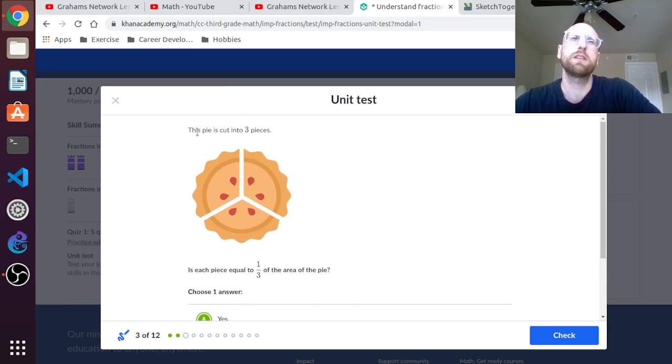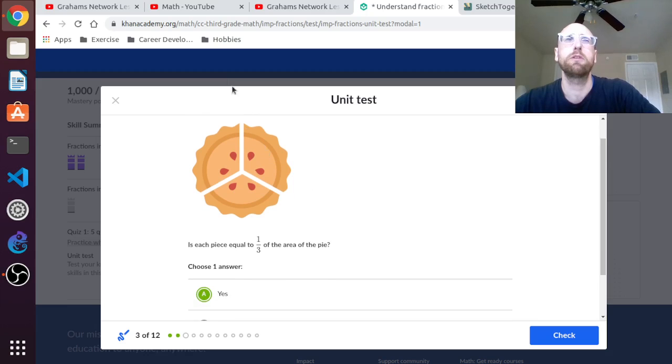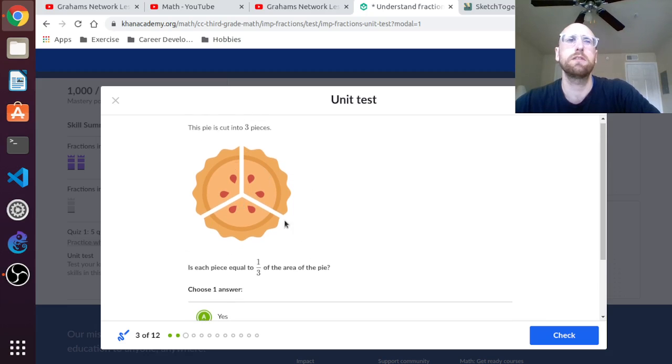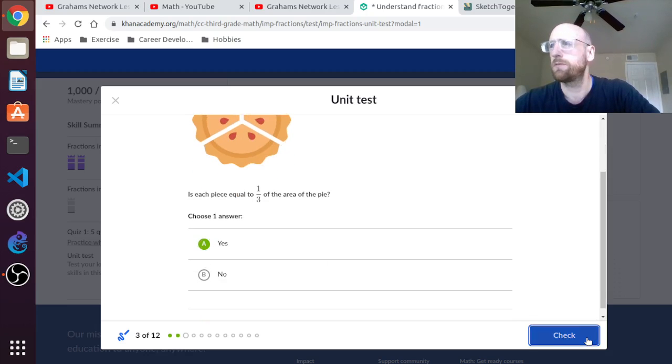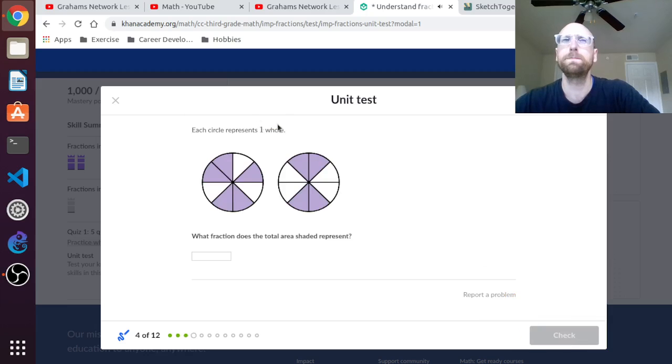But just based on the information here, one of these could be slightly bigger, one of these could be slightly smaller. So I would say no, but knowing what I know about this level, this being the 3rd grade level, and what they're trying to teach, fractions and things being cut into pieces, I would answer yes. There we go, and I got it right.